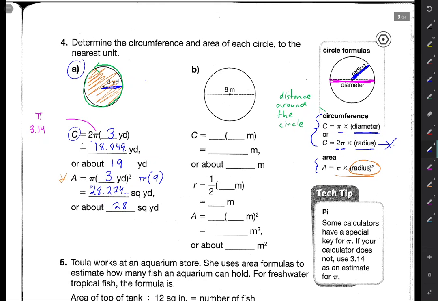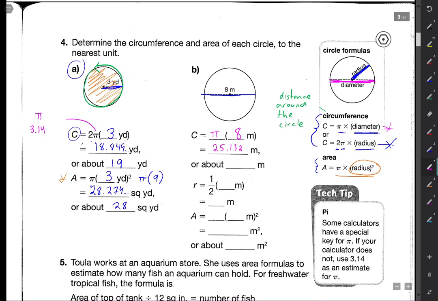So let's try another one here, but this time they give us the diameter. They give us the distance all the way across the circle. So this time for circumference, let's use that top formula here, pi times diameter. So pi times the diameter, which is 8. Or in other words, if we plug that into our calculator, we get 25.132 and so on meters, or about 25 meters if we round that.